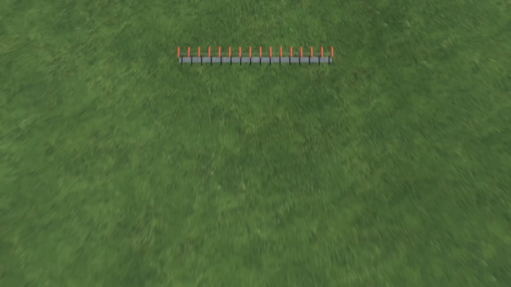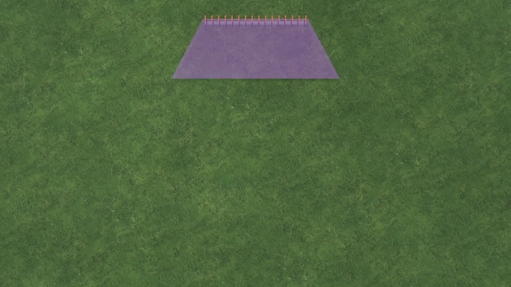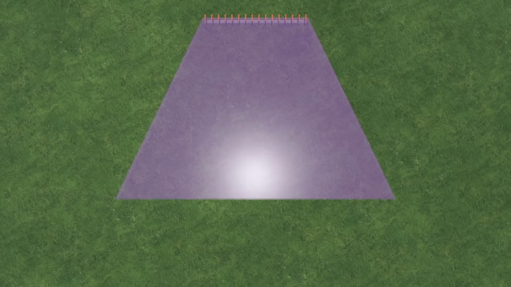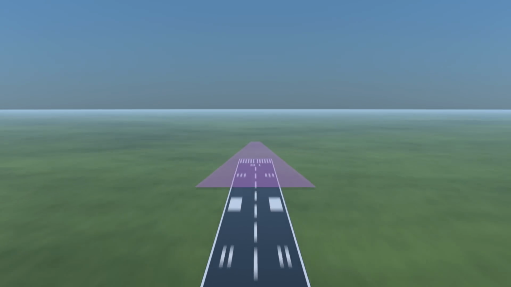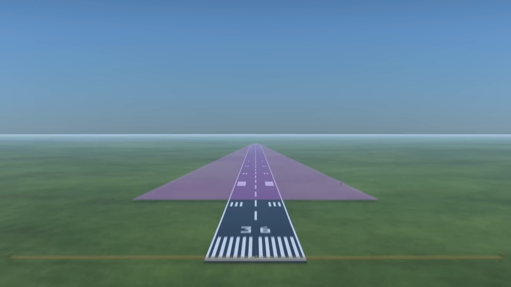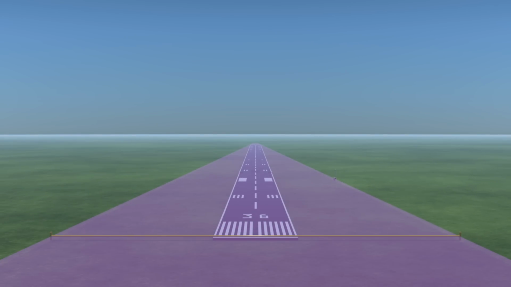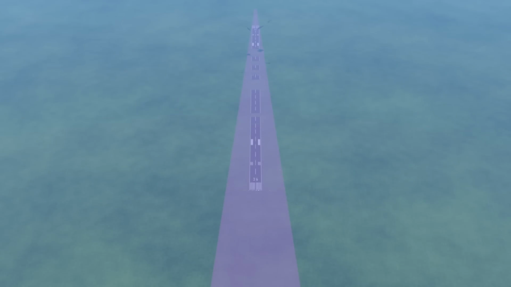Similar to VORs, the closer to the antenna the aircraft is, the tighter and more sensitive the course will be. Localizers are calibrated to have a course width of 700 feet when over the runway threshold, so the runway length will determine how wide the course is along the approach. The longer the runway, the narrower the course.